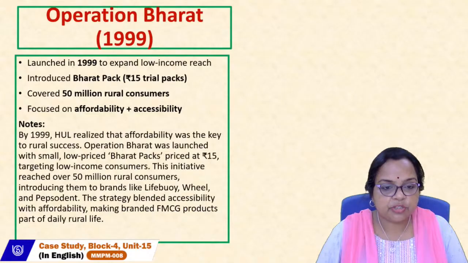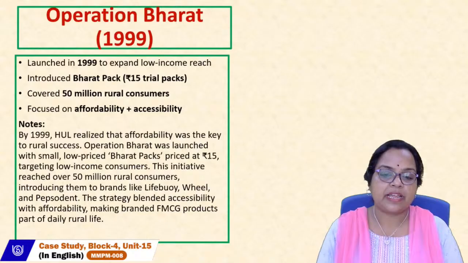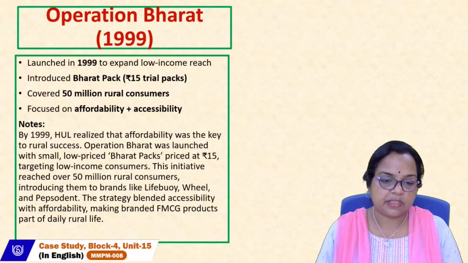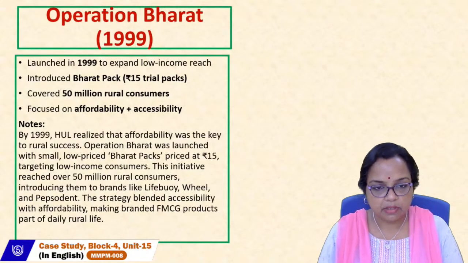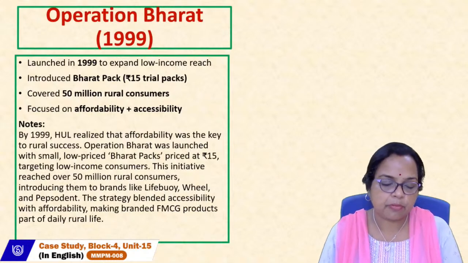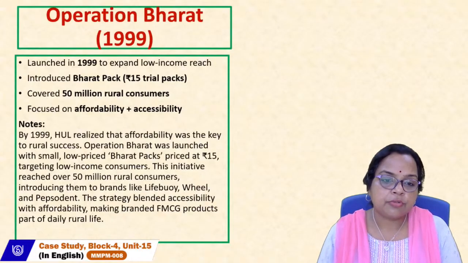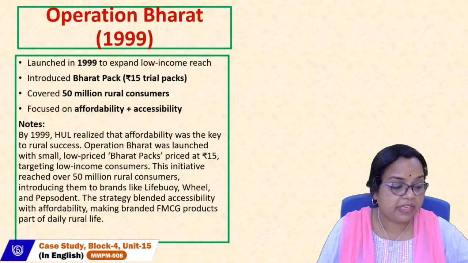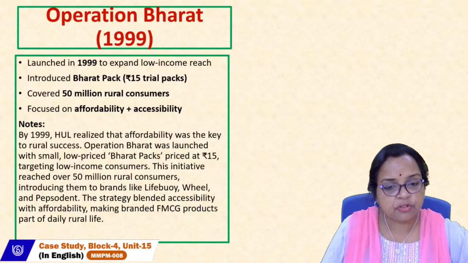So this initiative reached over 50 million rural consumers, introducing them to brands like Lifebuoy, Wheel, and Pepsodent. The strategy blended accessibility with affordability, making branded FMCG products part of daily rural life. Small initiative after understanding the buying behavior or buying psychology of rural customers helped HUL to reach more than 50 million rural consumers. This is not that easy.